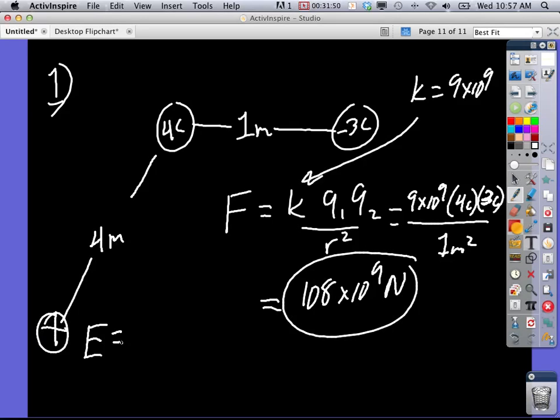You're trying to find the electric field. So there is no charge here. This is just a point in space that is a certain R from this charge.